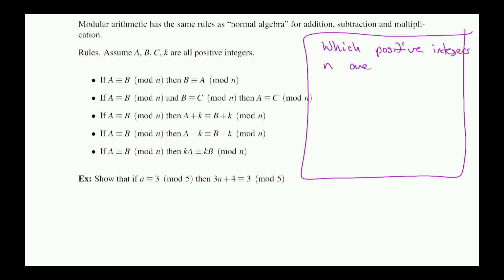So, which positive integers are congruent to 1... You know what? I'll say it this way, I'll say it in symbols. So which positive integers n satisfy n equals 2 mod 3.